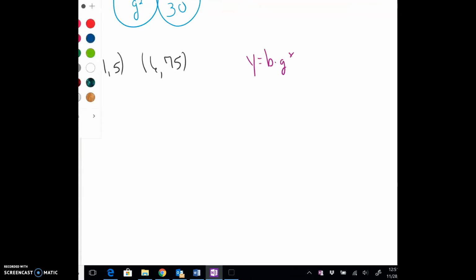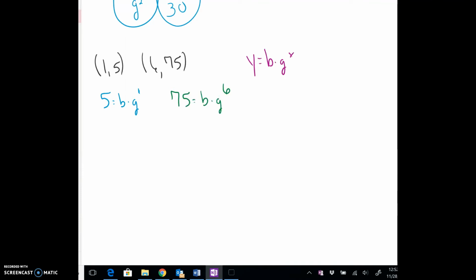So let's pick another two random points to do. The first point I'm going to pick is 1, 5. And the other point I'm going to pick is 6 and 75. So again, first thing I'm going to do is take those equations and put them into y equals b times g to the x. Starting with the one on the left, it's going to be y, which is 5, equals b times g to the first power. That's your x. And then I'll do the other one, and that's going to be y, which is 75, equals b times g, to the 6th power.